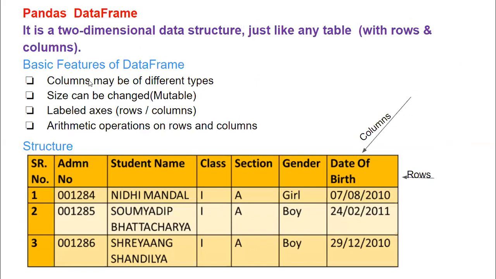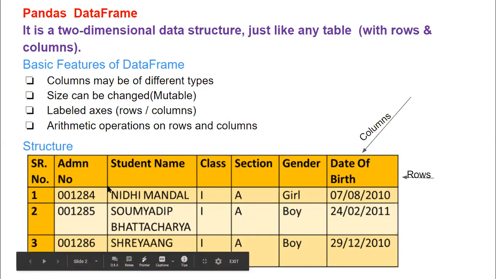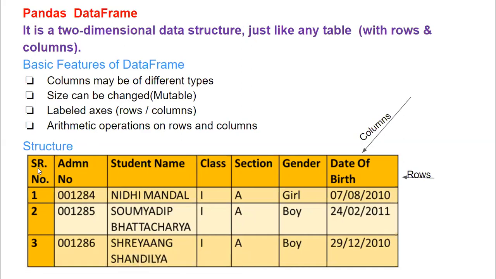The basic features are: columns may be of different types, so whatever different types you want to store, you can do it. Then size can be changed. Labeled axis: you can label your axes, that is the rows and columns. Like here, admission number, student name, class, roll number 1, 2. So the rows and columns you can name.